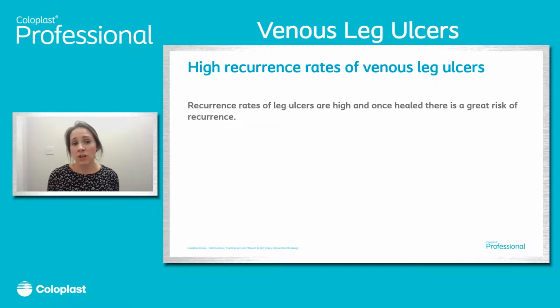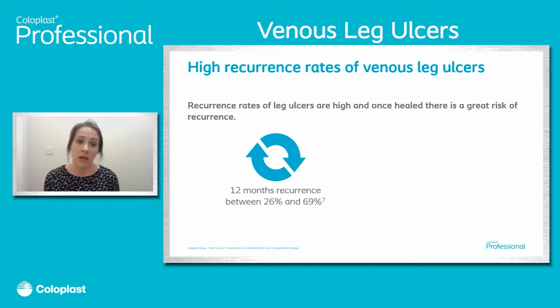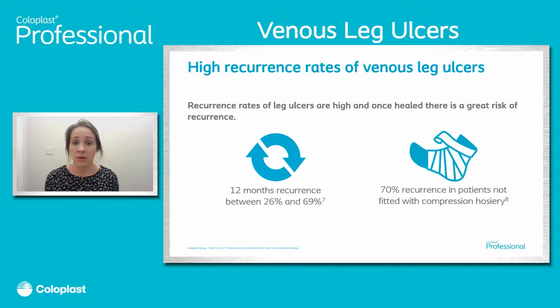There's a very high recurrence rate of venous leg ulcers. And actually, once those ulcers have healed, we need to be looking at how we prevent them from coming back and not reoccurring. So in a 12-month period, between 26 and 69% of leg ulcers reoccur. So that's again a 70% reoccurrence in patients that are not fitted with compression hosiery or that decide not to continue to wear their compression hosiery.